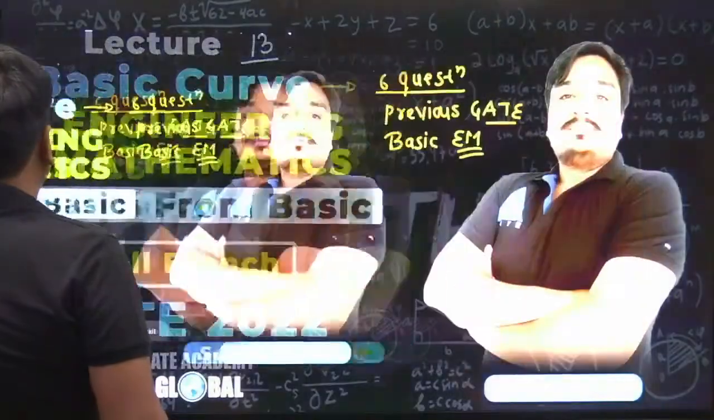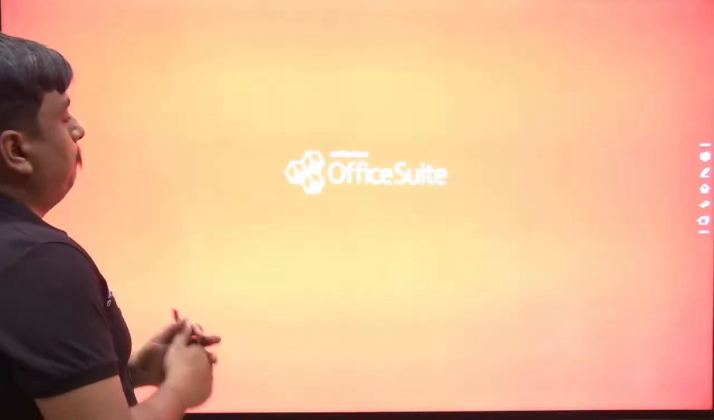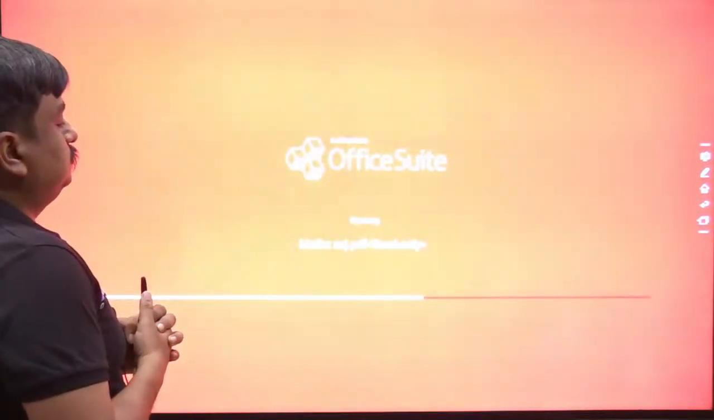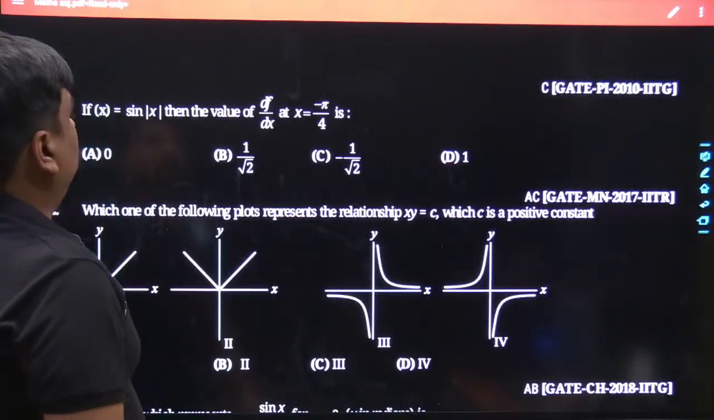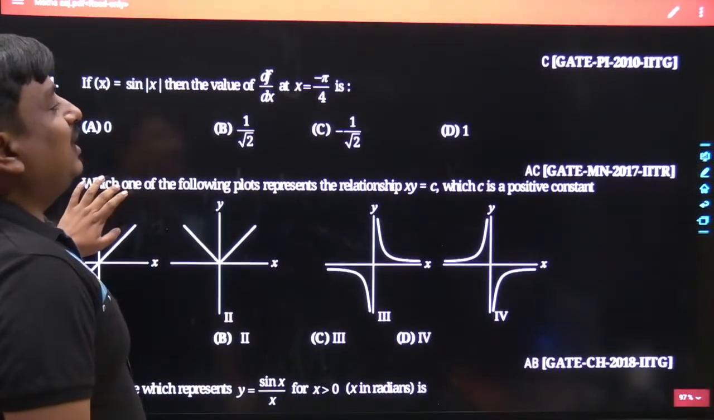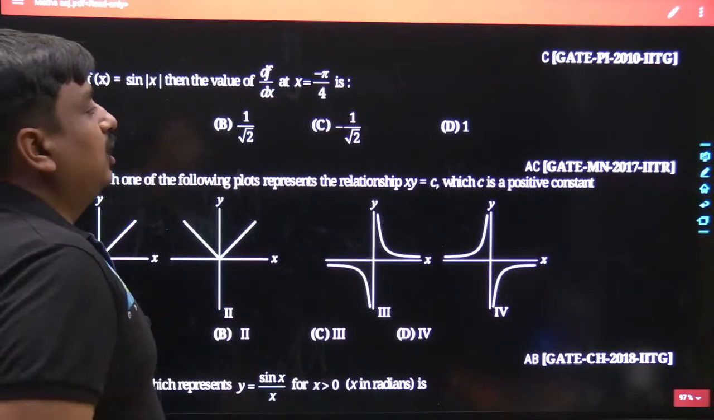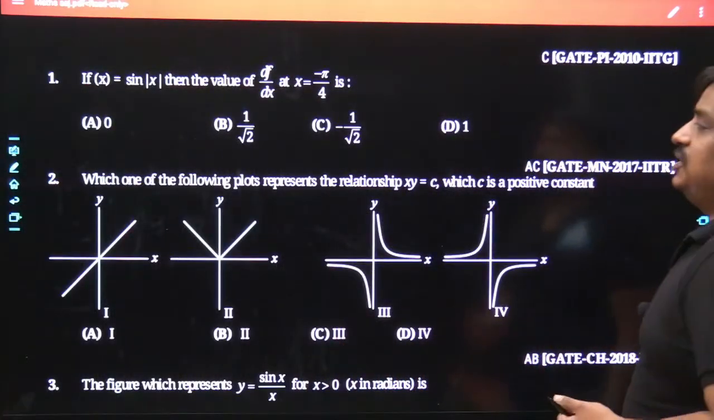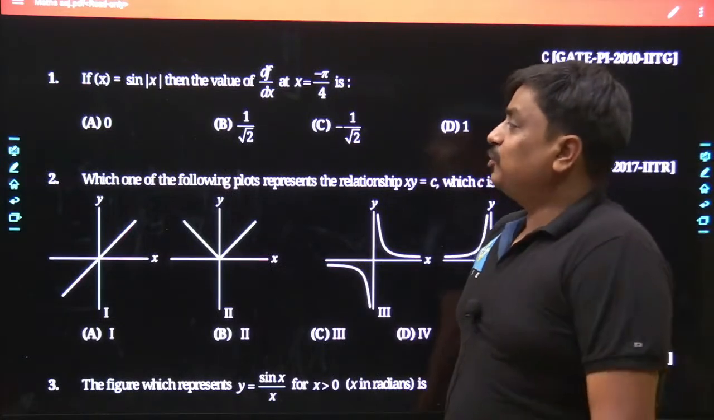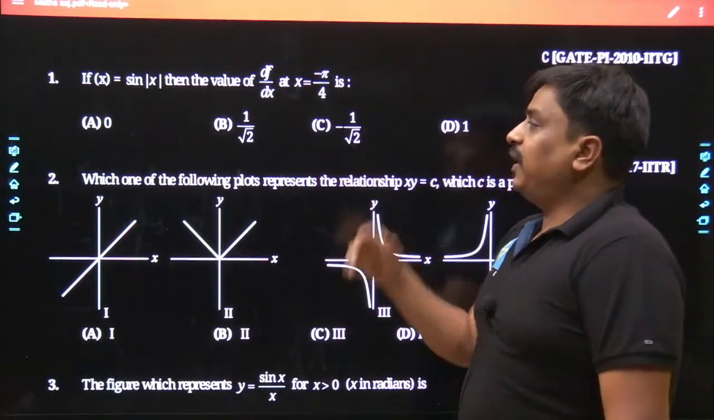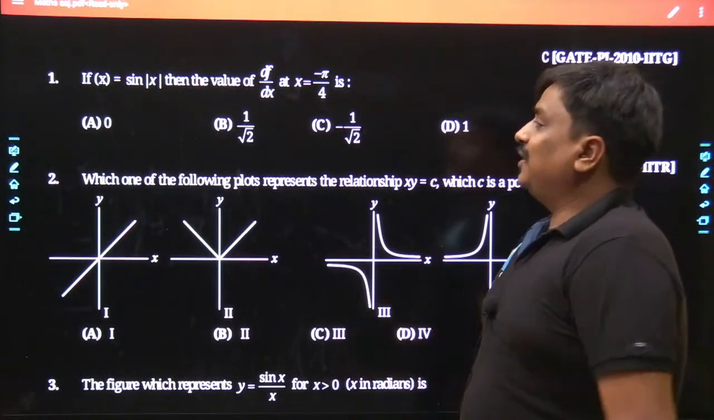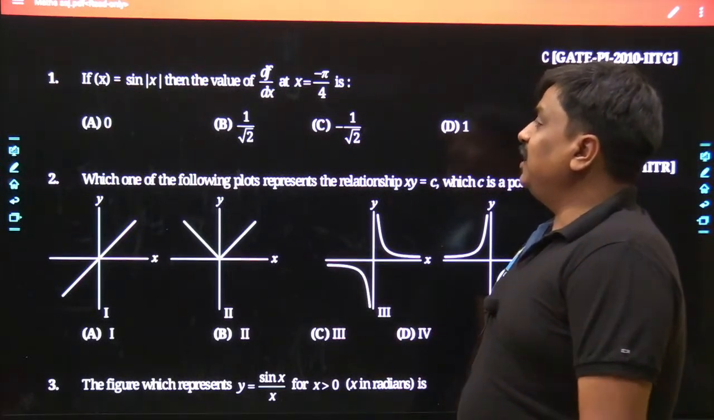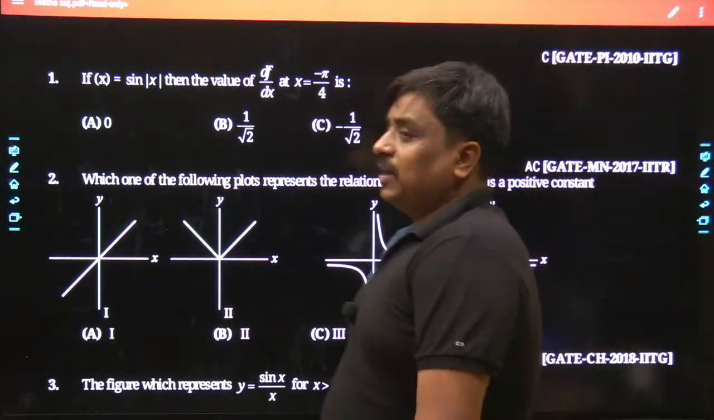So without getting delayed, let me straight away hop into the question itself. Here goes the question. The first question came in GATE 2010. The problem was framed by IIT Guwahati, and this problem appeared in production engineering. Let me see what the problem specifically states. If f of x is sine of mod of x, then the value of df by dx at x equals minus pi by 4 is.